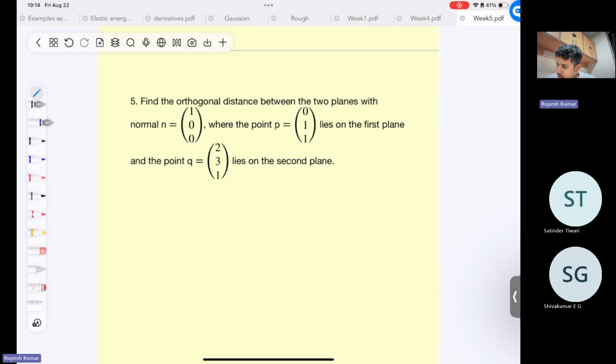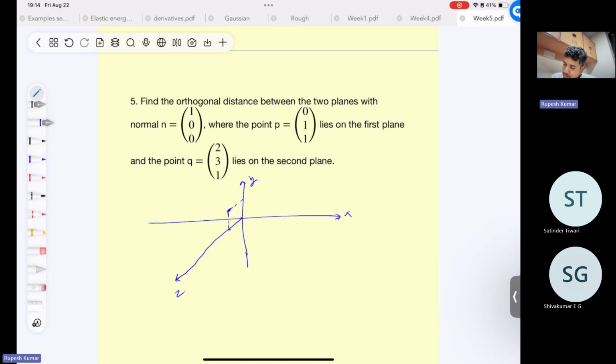So let's go to the point P. The point P is essentially 0, 1, 1, right? So x is 0, and in the yz basis you get this point. So this is in the yz plane. This is the x axis, this is the y axis, and this is the z axis. So this is your yz plane, and the normal is set to be 1, 0, 0. So the normal is along the z axis.